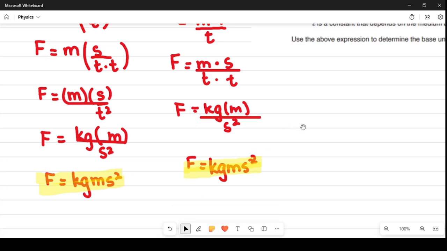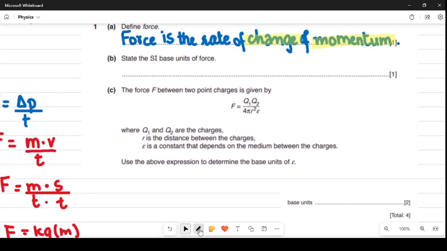So your answer for part B is kilogram into meter into second square. Okay.